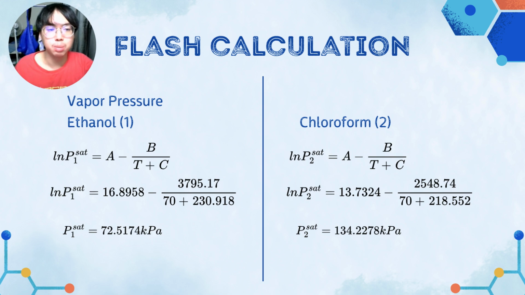In order to calculate the vapor pressure, we have to determine the parameters A, B, and C of ethanol and chloroform respectively from table B2, as well as the operating temperature in degrees Celsius. After getting the parameters of each substance, we substitute the values into the equation of vapor pressure, which is ln P sat equal to A minus B over T plus C. And then we will get the final answer of P1 sat, which is 72.5174 kilopascal, and also P2 sat, which is equal to 134.2278 kilopascal.